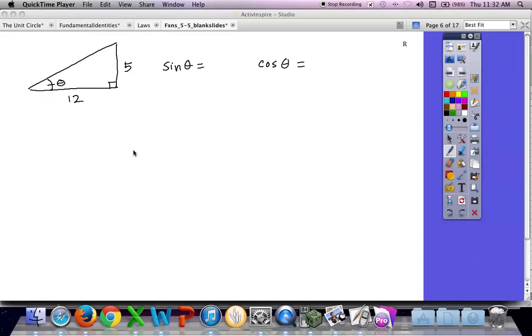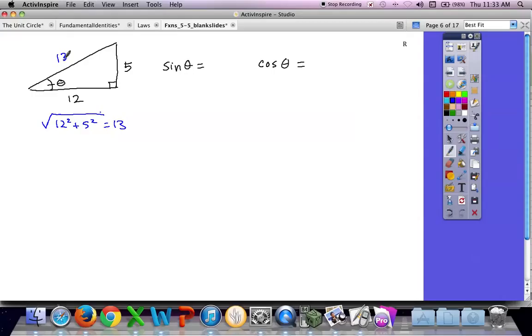So we have to find the side length, in this case of the hypotenuse, which we do with the Pythagorean theorem, right? The square root of 12 squared plus 5 squared, which is 13.